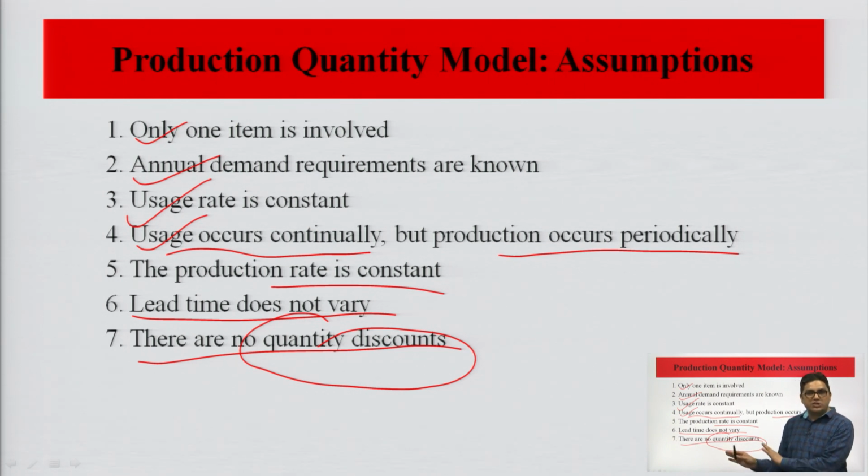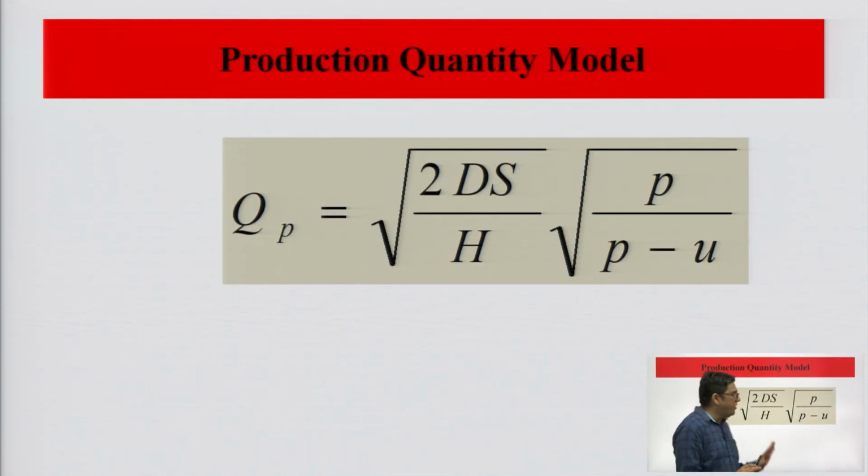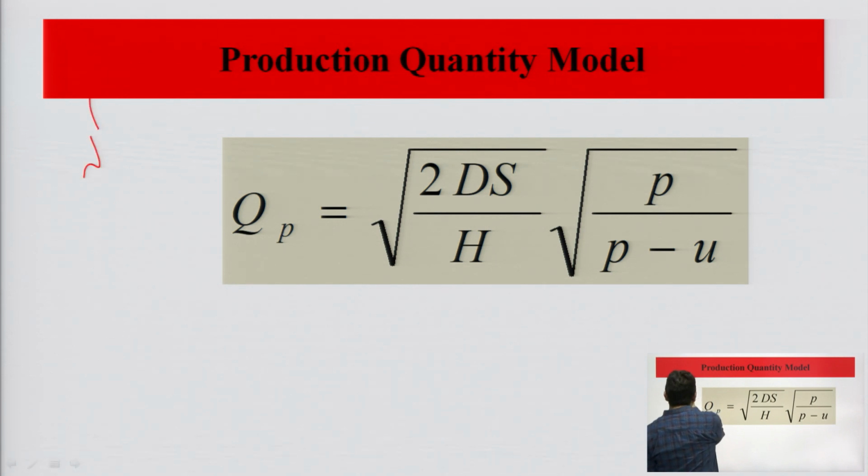So, in both of these first two models there is no role or relevance of a discount. This is how the formula is used. We can easily understand this formula for the production quantity model. The formula for the EOQ was like this.